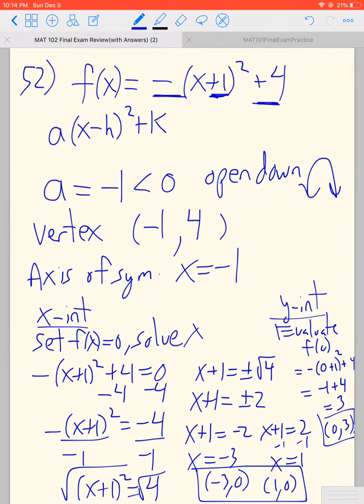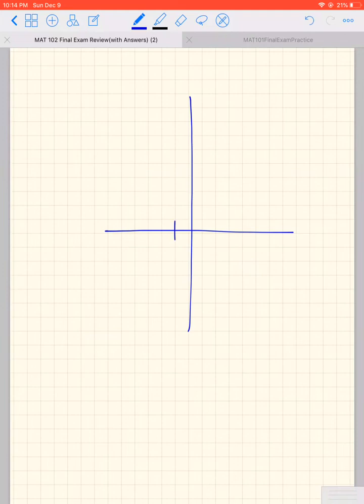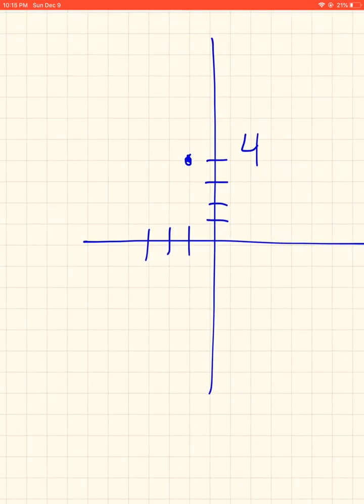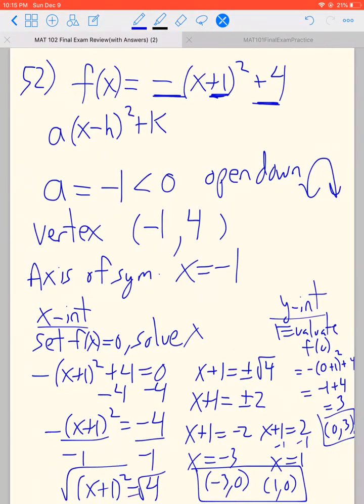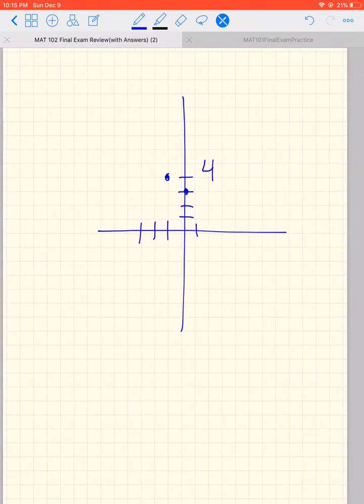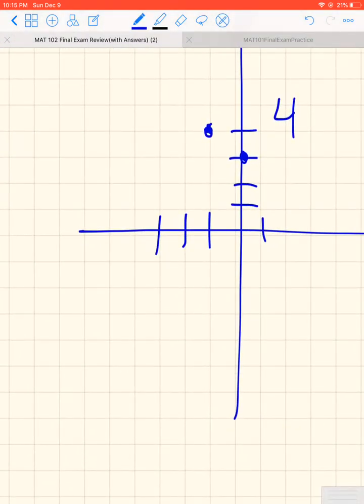So I begin by plotting my points. The vertex is at (-1, 4). So I go 1 to the left and then up 1, 2, 3, 4. That would be right here. We know that the y-intercept was (0, 3). So it intercepts the y-axis here. We had our two x-intercepts. They were -3 and +1. -3 is here. +1 is there.